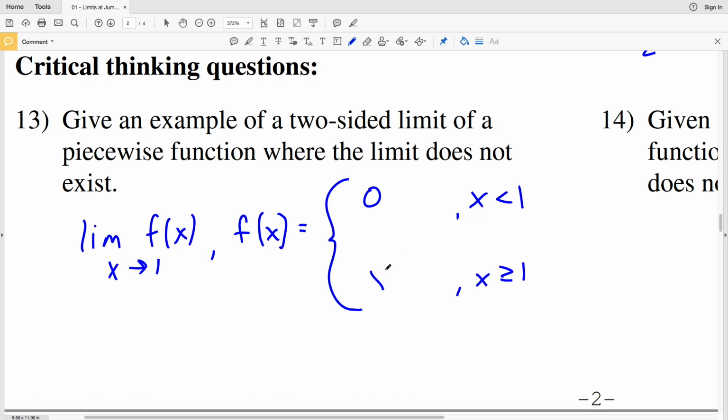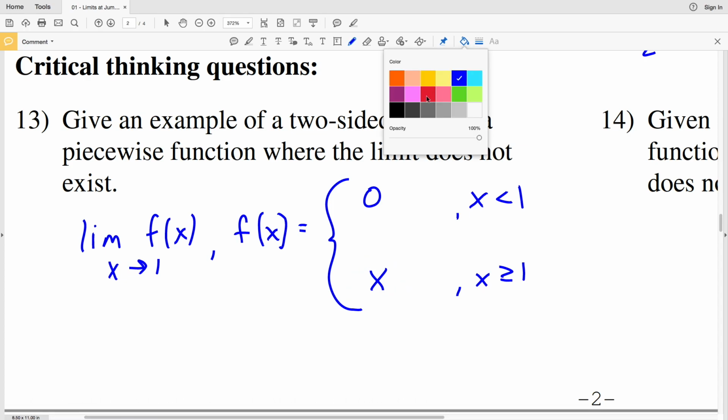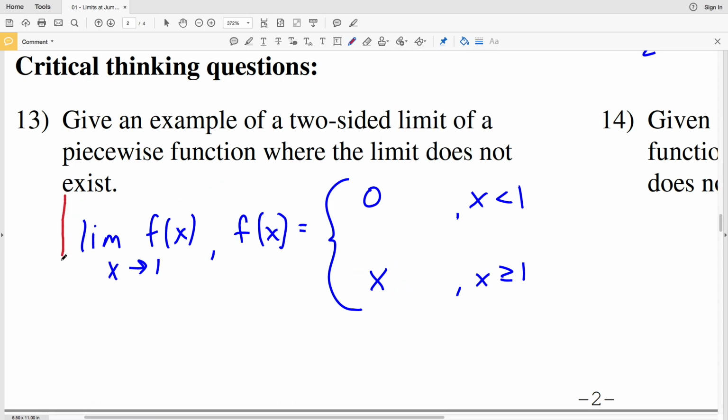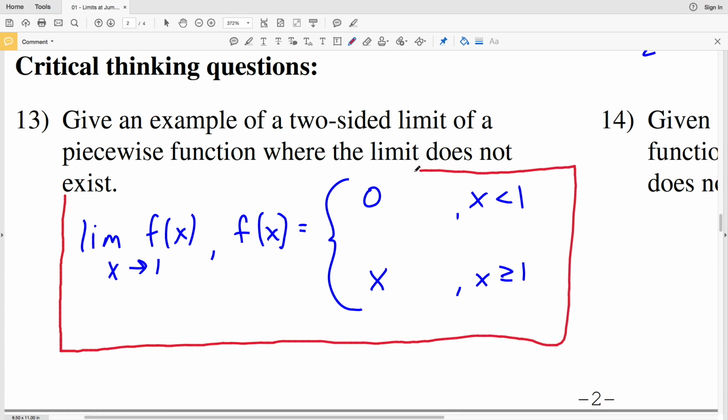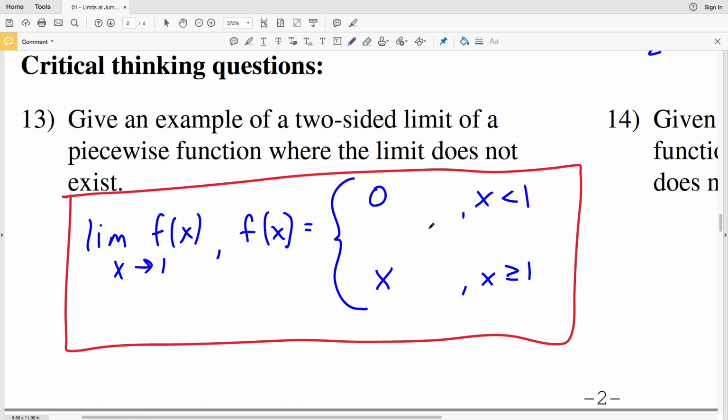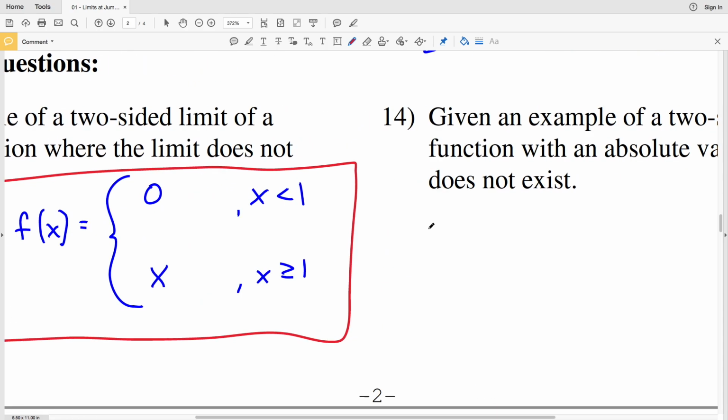Or we could put in x, because if we were to plug in 1 for x, the limit from the left would be 0, and the limit from the right would be 1. So that's just an example of a two-sided limit of a piecewise function where the limit does not exist. So go ahead, get creative, and leave your example in the comments below.